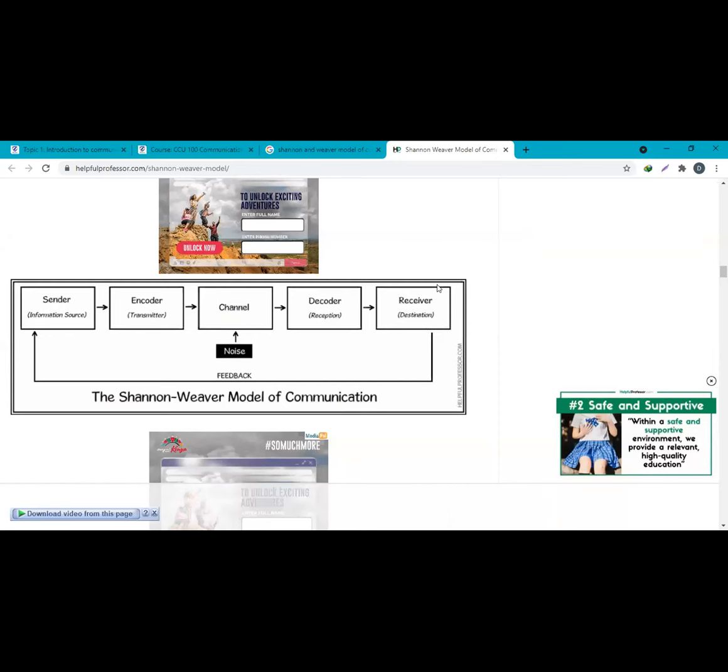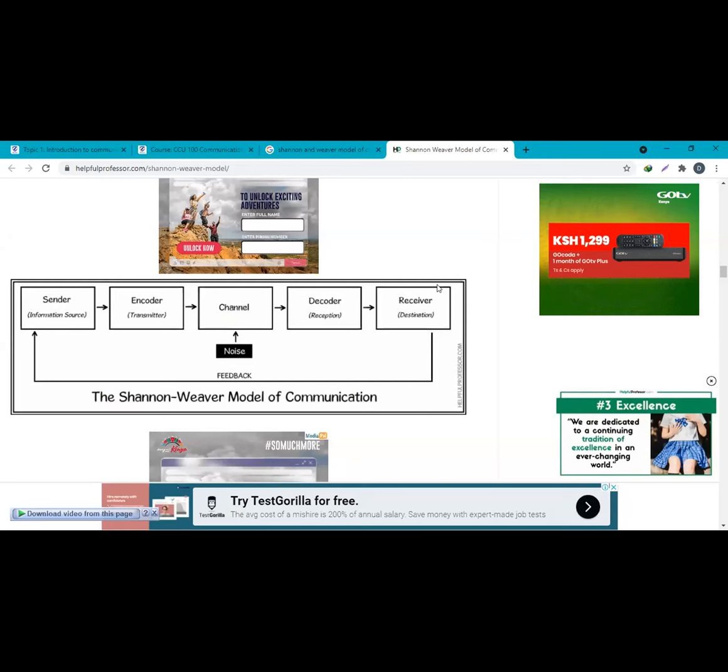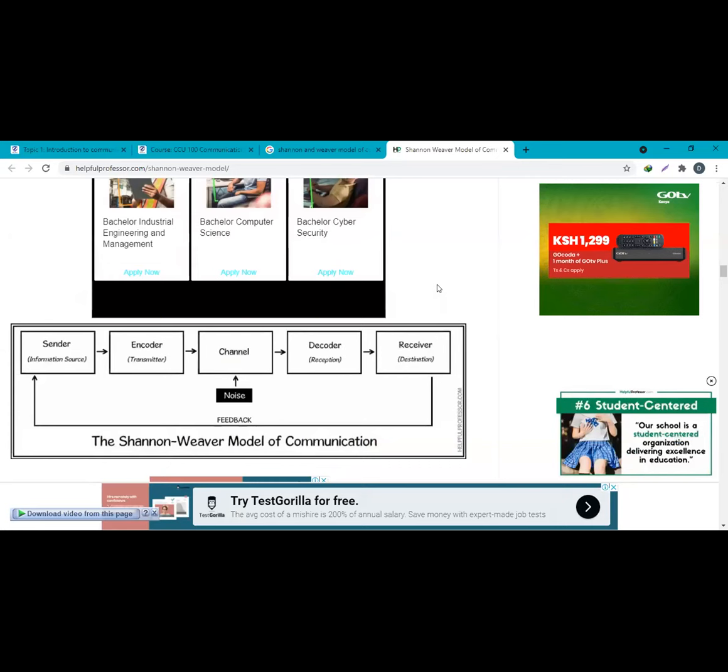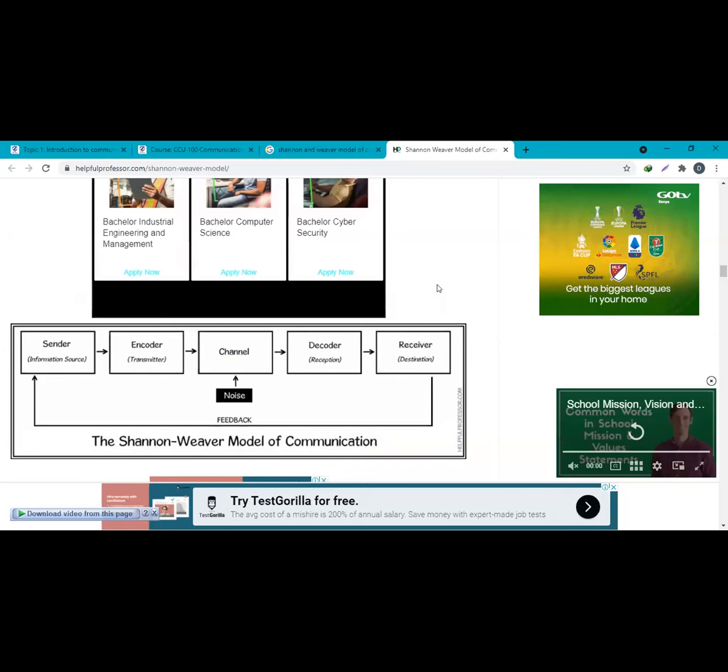So once you put your thoughts into a message that can be understood by the receiver, then it passes through a channel. So what is a channel? A channel is a path through which the message passes.